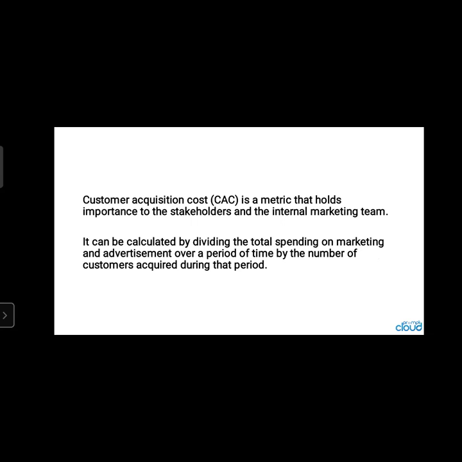When it comes to 90,000 divided by 1000, how much does it make? 90. So we are spending around 90 rupees on average to acquire a customer. Now, when we are spending 90 rupees to acquire a customer, how much business in return is he or she giving to us? That also is important to us.